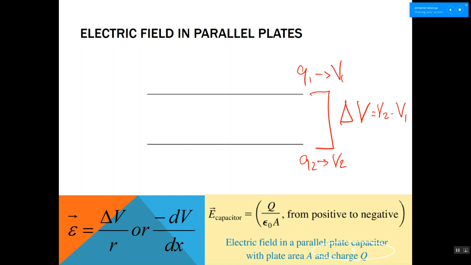And in order to calculate that electric field, we need two things. So if I increase the voltage, if the charge difference is really different for the two plates, right, am I going to have a stronger electric field or a weaker electric field? If I increase the voltage, you have a stronger electric field. So that means the electric field is directly proportional to the voltage strength.